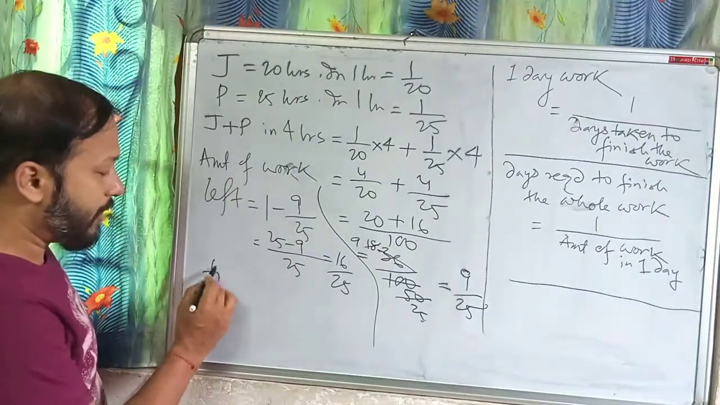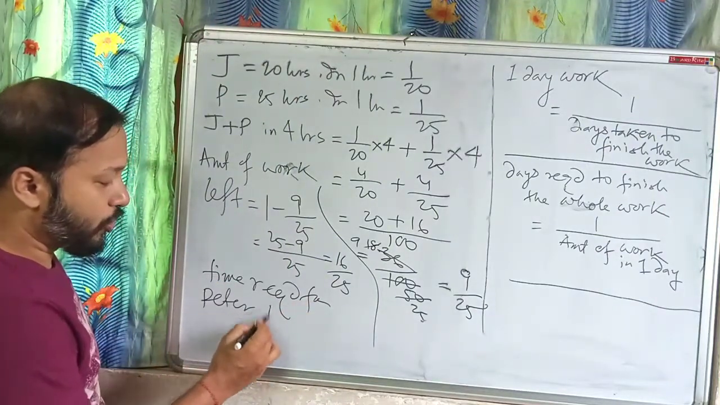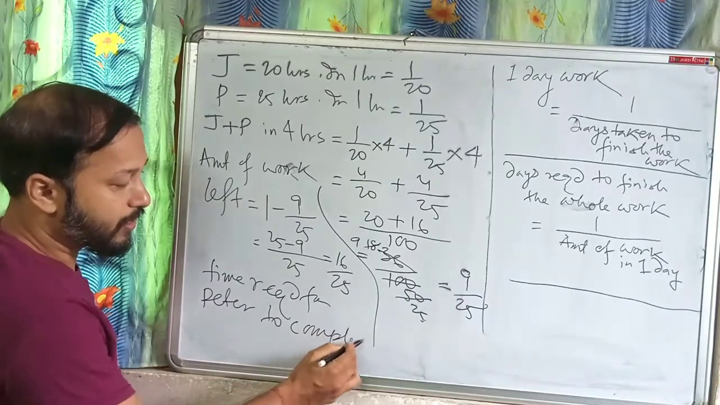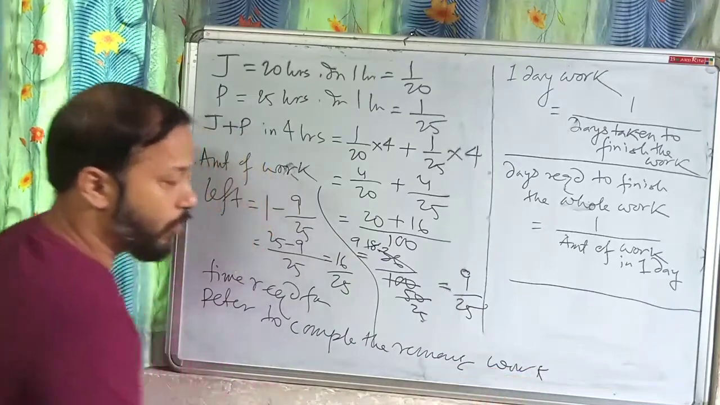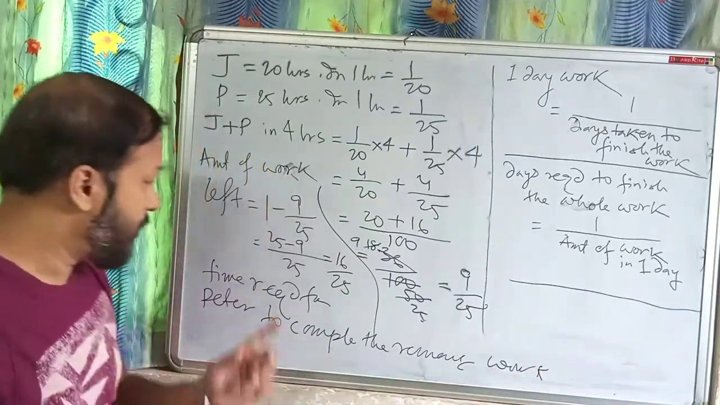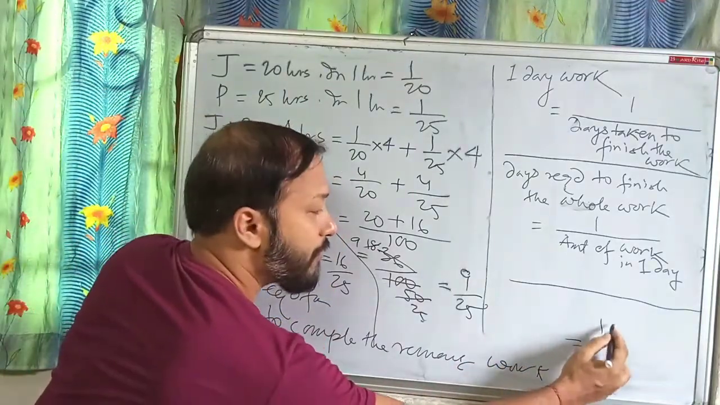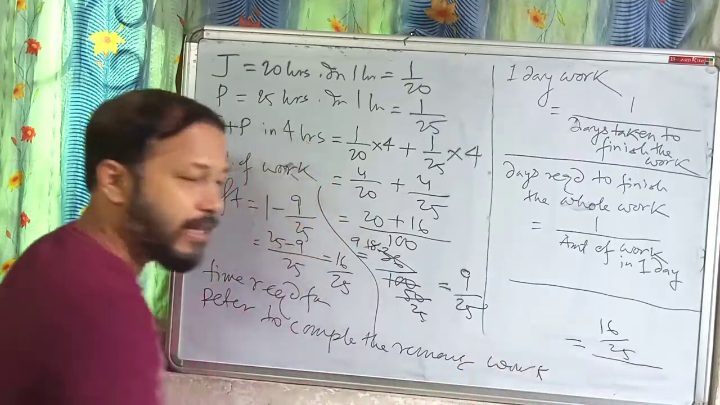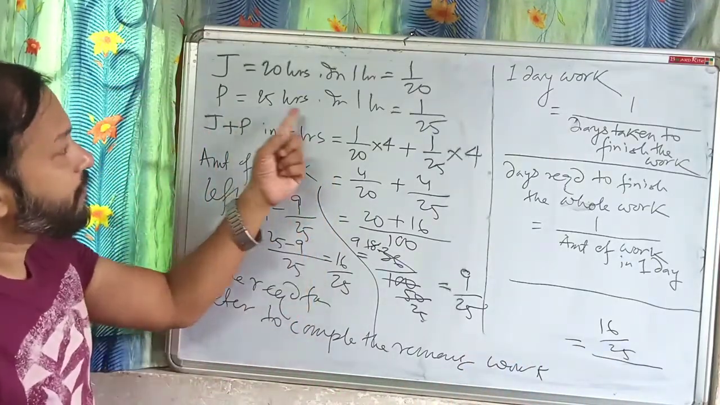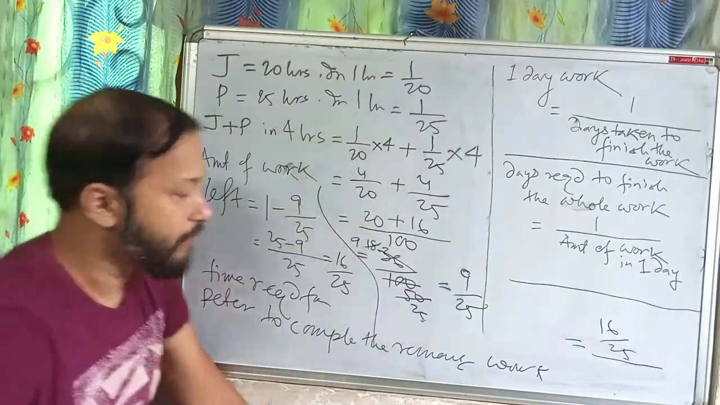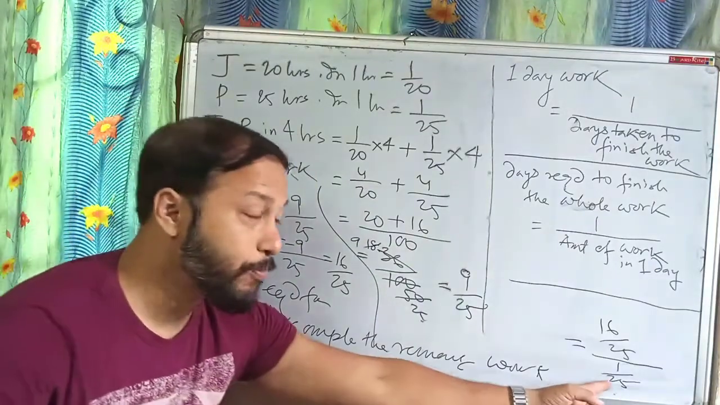So, time required for Peter to complete the remaining work. Okay, remaining work. How much work is left? This much work is left. Okay, that you have to write first. 16 by 25, divided by how much work Peter finished in 1 hour? That you have to write. Peter finished in 1 hour, 1 by 25. So you have to write 1 by 25.